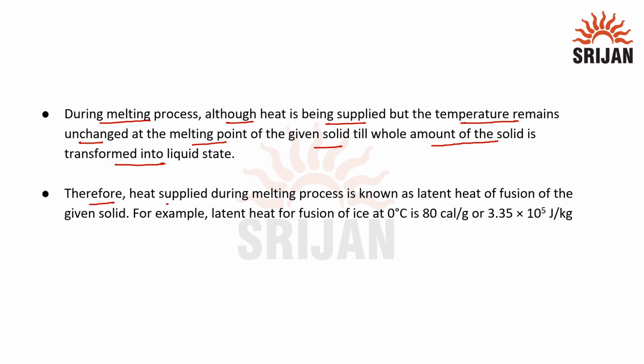Therefore, heat supplied during the melting process is known as latent heat of fusion of the given solid. For example, latent heat of fusion of ice at 0 degrees Celsius is 80 calorie per gram or 3.35 × 10^5 joule per kg. This latent heat is the hidden heat and is required for the phase change. In this case, it is required for the change of solid state into the liquid state.